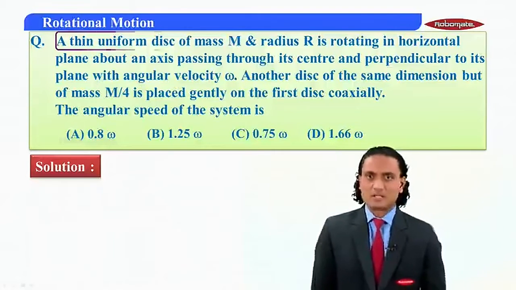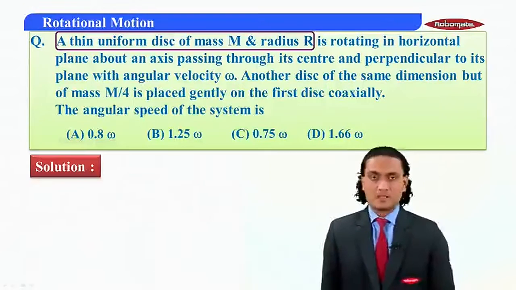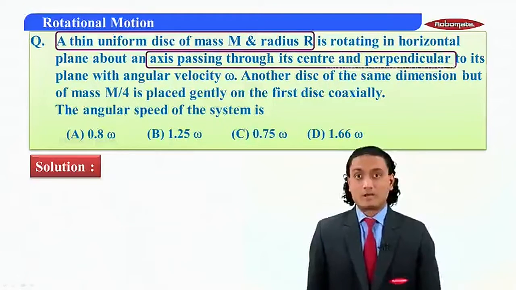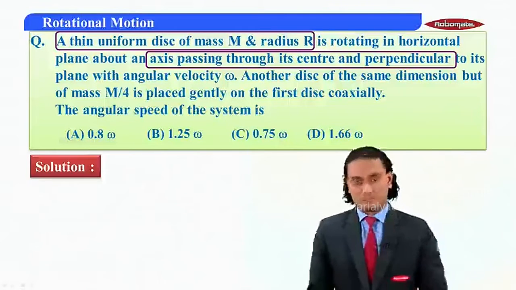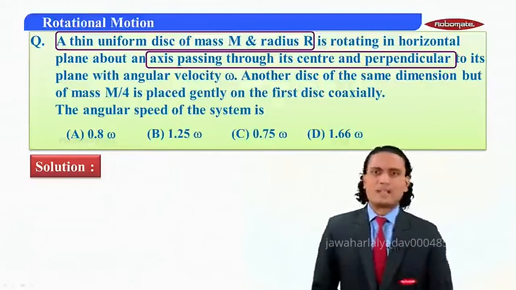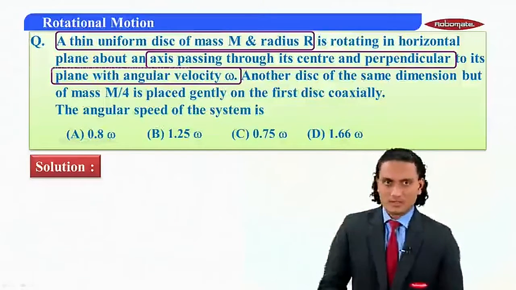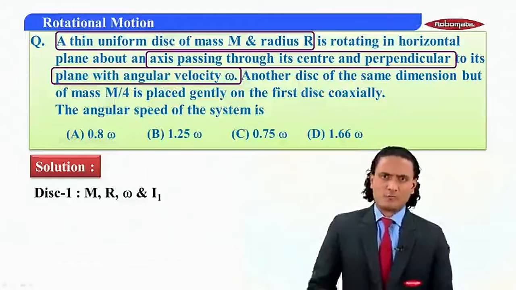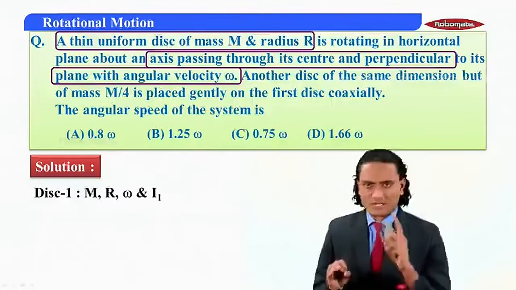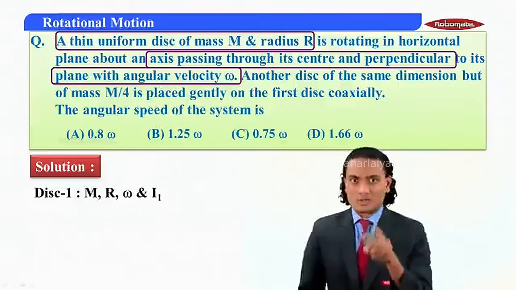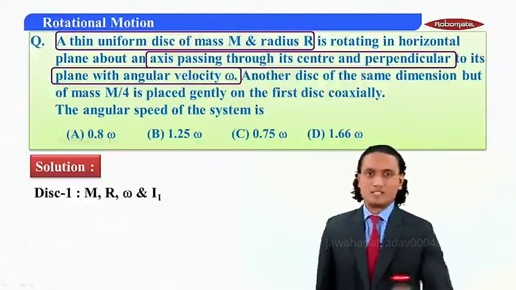First, a thin uniform disk of mass m and radius r. Now this disk is rotating about an axis passing through its center and perpendicular to its plane. Alright. And what is the angular velocity of this disk? The angular velocity of this disk is omega. So now, can I write this? For the first disk, mass is m, radius is r, angular velocity is omega, and the moment of inertia of the first disk is I1.